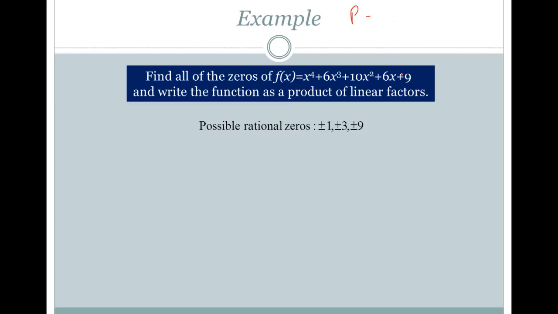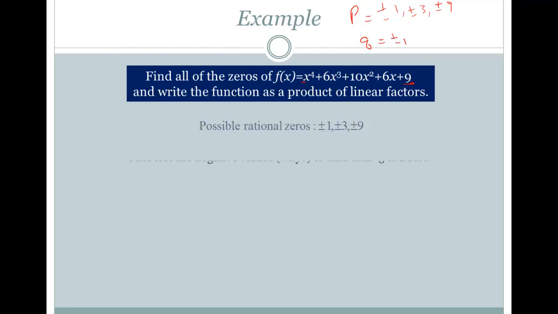P are the factors of the constant term right there, which is going to be plus or minus 1, plus or minus 3, and plus or minus 9. Q is easy here. Q is just plus or minus 1 because the coefficient of the leading term here is 1. So that's pretty straightforward.